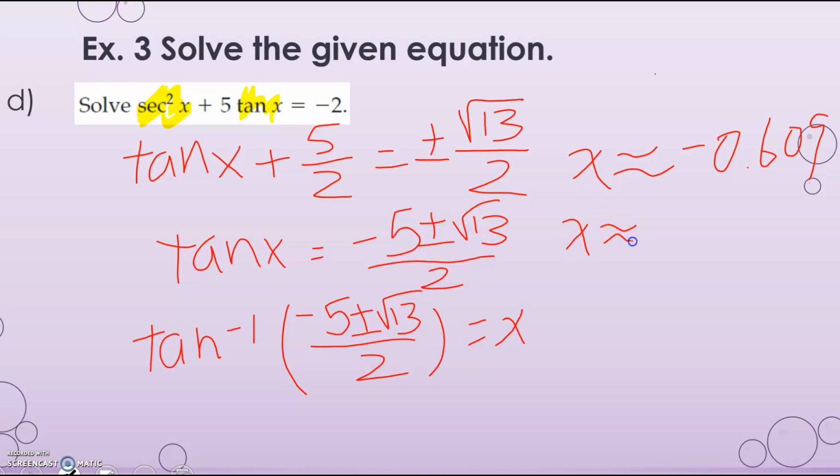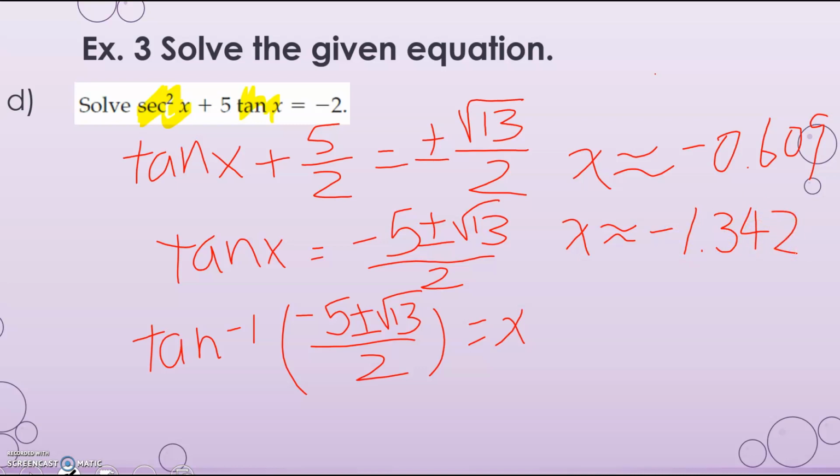Now, the second one, we're going to go back and say inverse tangent. Again, mind your parentheses, please. Negative 5 minus the square root of 13, divided by 2, sorry. Again, mind those parentheses. That gives negative 1.342.